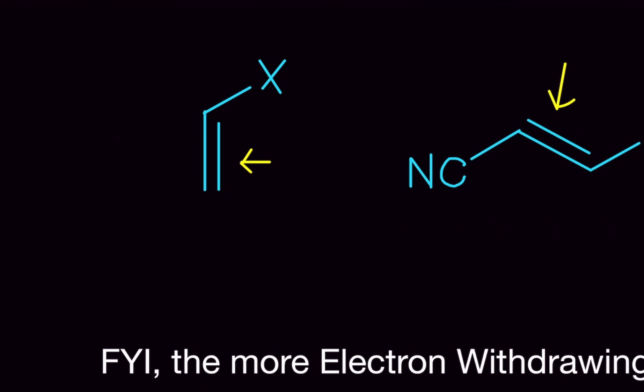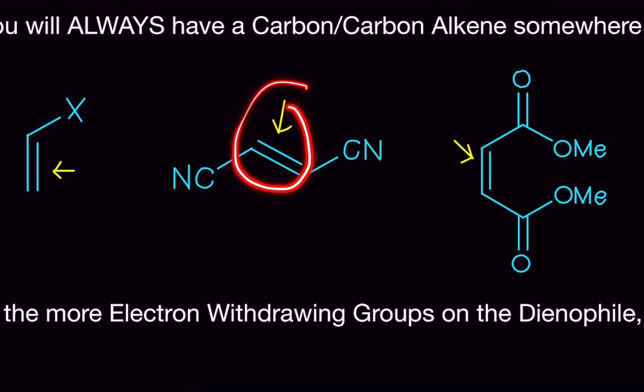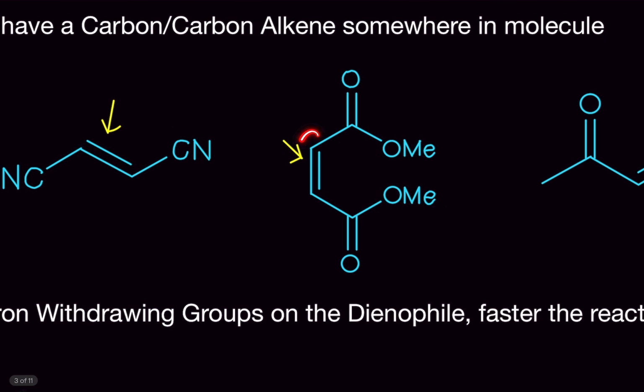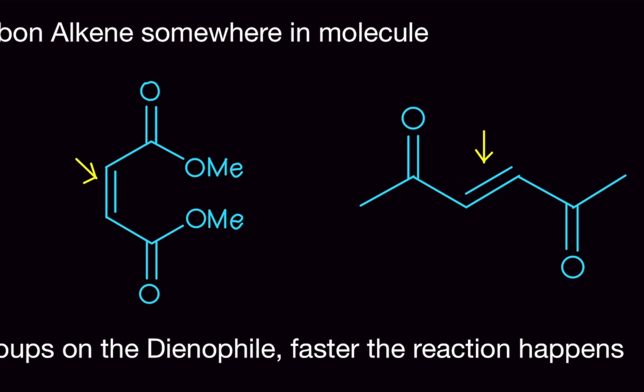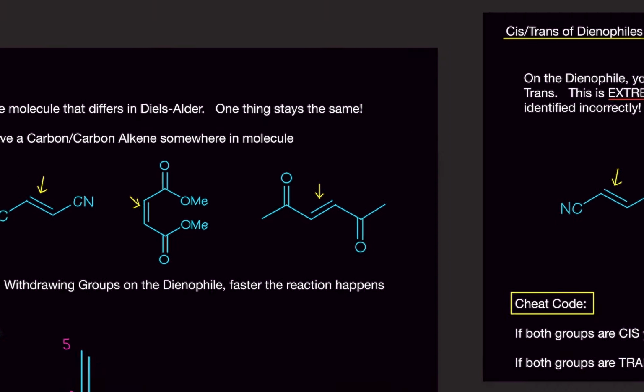For example, for this dienophile, we have an alkene here. For this dienophile, we have an alkene here. And we have an alkene here. These don't count, right? This is a carbon-oxygen double bond. That's not an alkene. An alkene must be carbon-carbon. So in every single dienophile, you will always see a carbon-carbon double bond somewhere in the molecule.